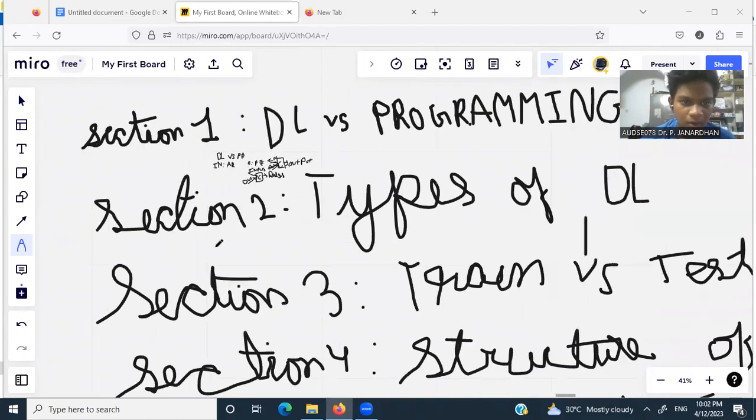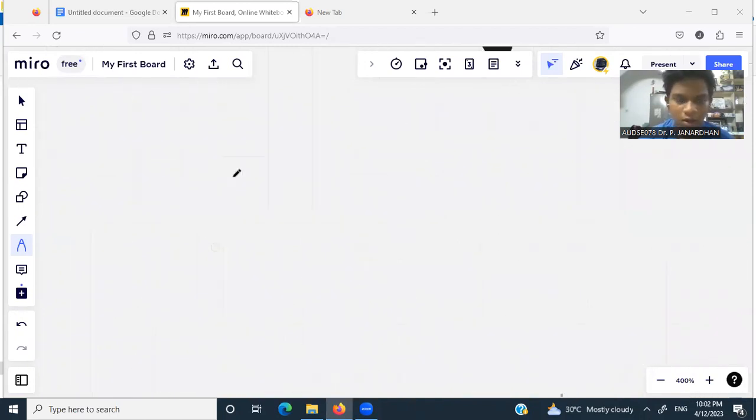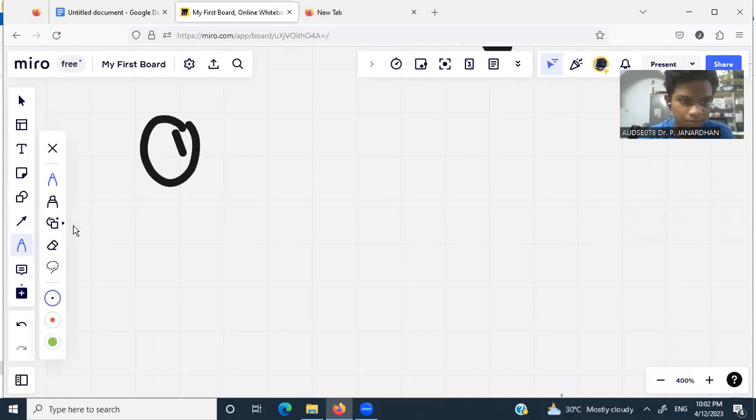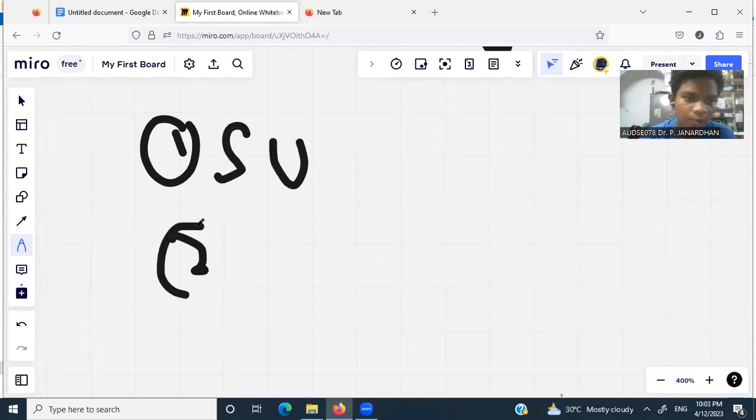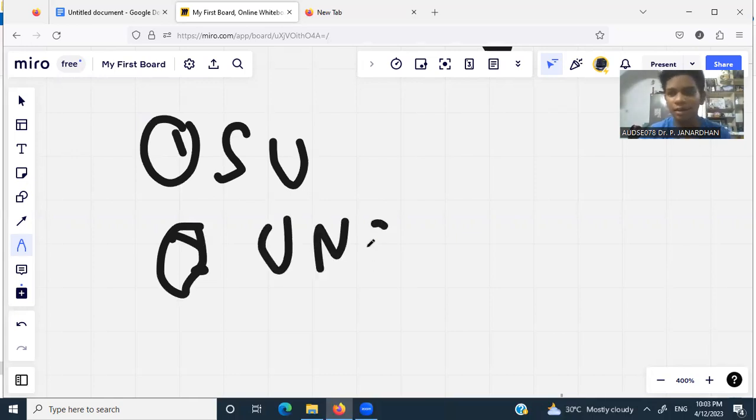So let's learn about it. There are two types of deep learning. Number one, supervised deep learning. Number two, unsupervised deep learning, right? I'm not going to write the whole spelling, it's going to take some time. So supervised deep learning, the example that I just showed you, house price prediction from area of the house, that is supervised deep learning, right?